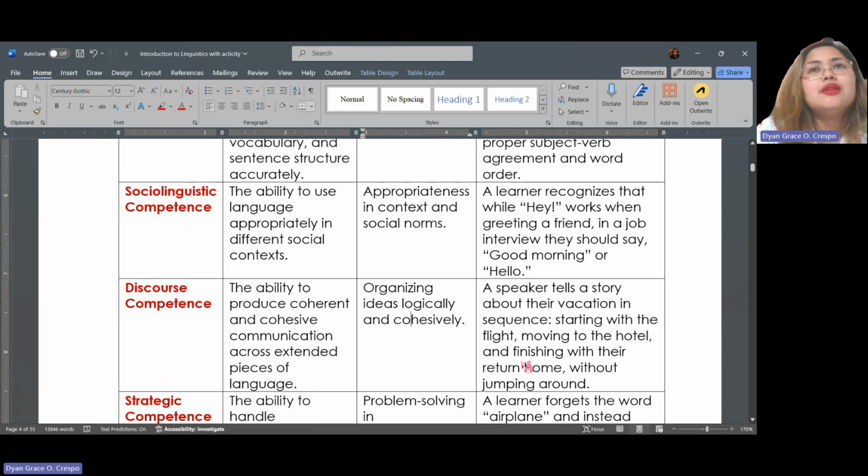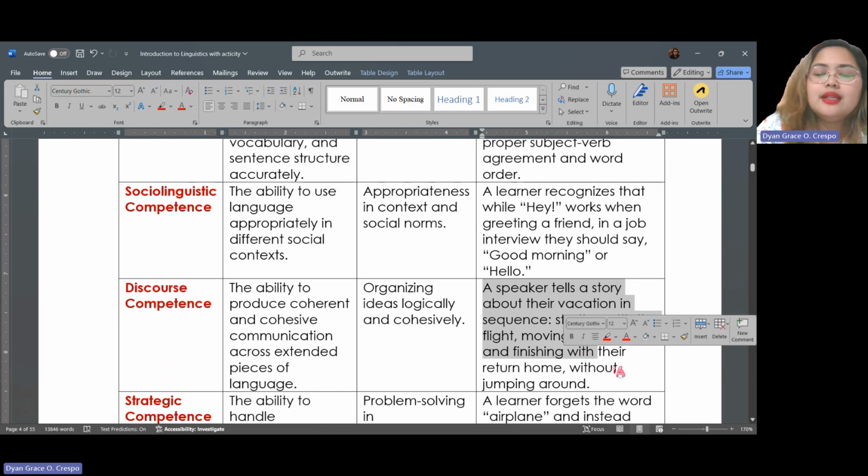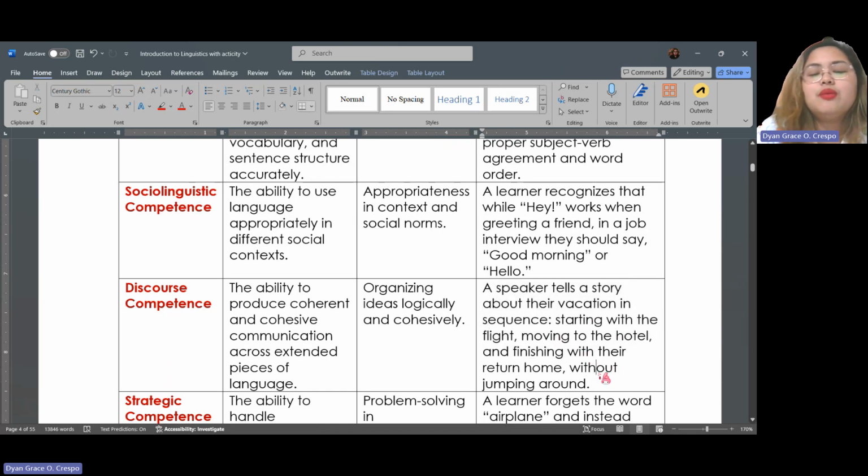Because this is the time that you will use it to converse with other people because you want to get something. Kaya nga discourse. So for example, a speaker tells a story about their vacation, starting with the flight and finishing with the return home without jumping around. So you could do it from point A to point B, diretso. Because at first you will know how to form the language.